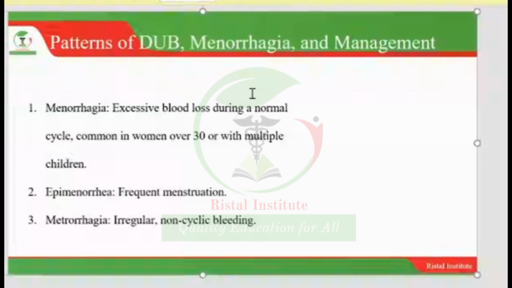Today we are going to look at patterns of DUB and their management. DUB refers to dysfunctional uterine bleeding, as we had previously echoed, and we are going to look at patterns like menorrhagia and the rest. So to begin with, we shall look at menorrhagia.